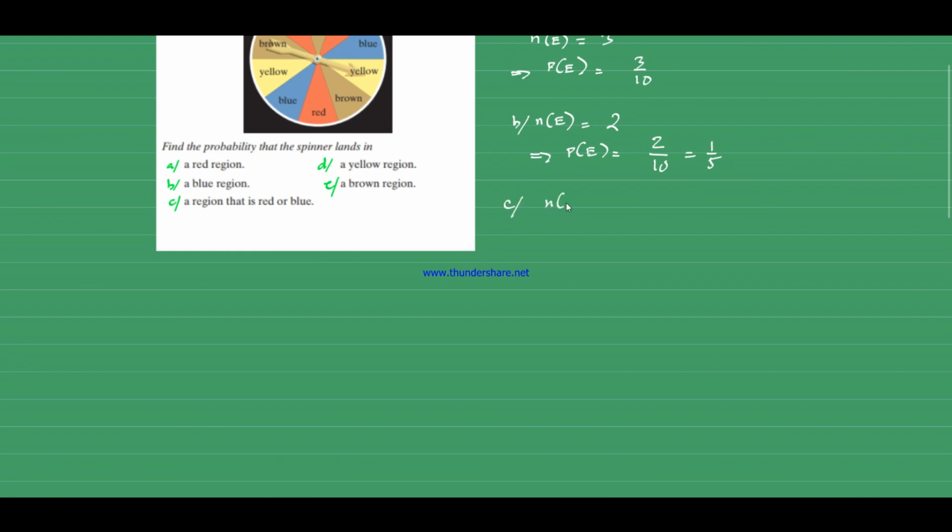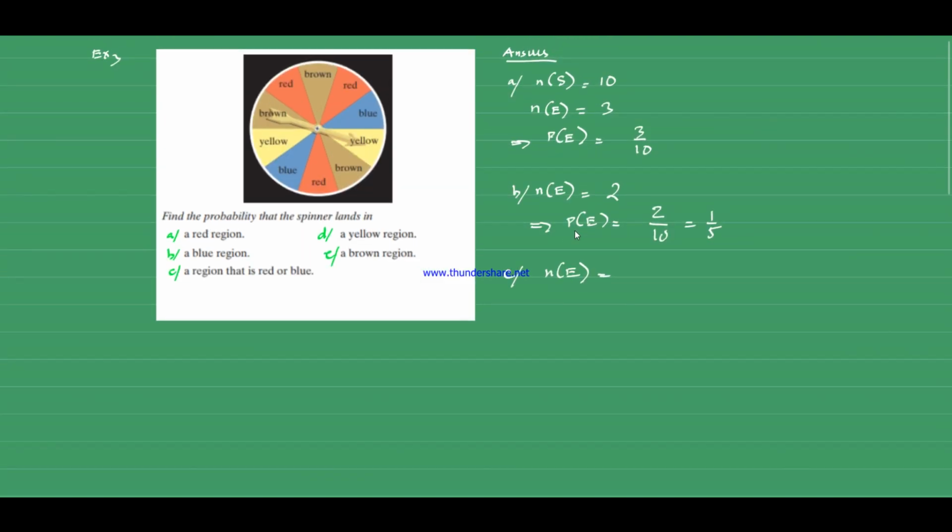And for the cardinality of a region that is red or blue, let's see how many elements are red or blue. 1, 2, 3 red, 2 blue, so it will be totally 5. The probability of getting red or blue will be 5 over 10, 1 over 2.